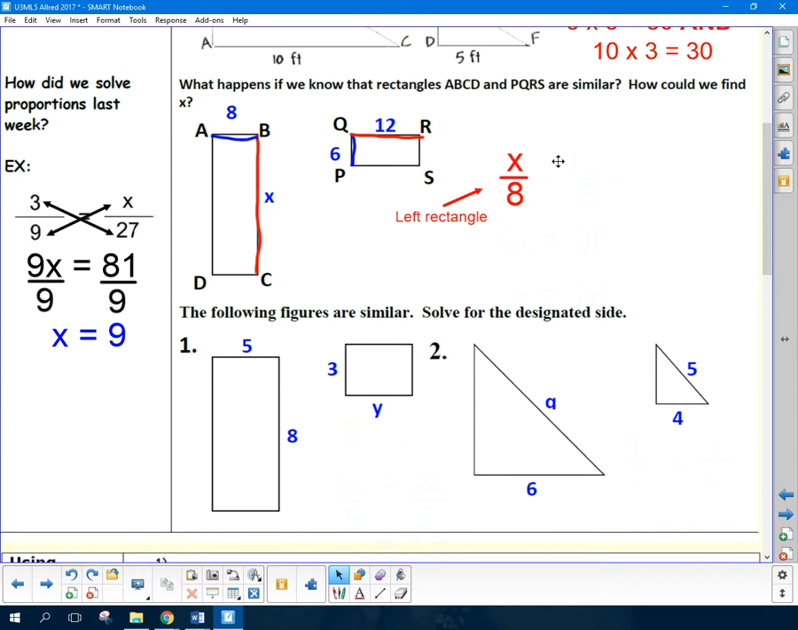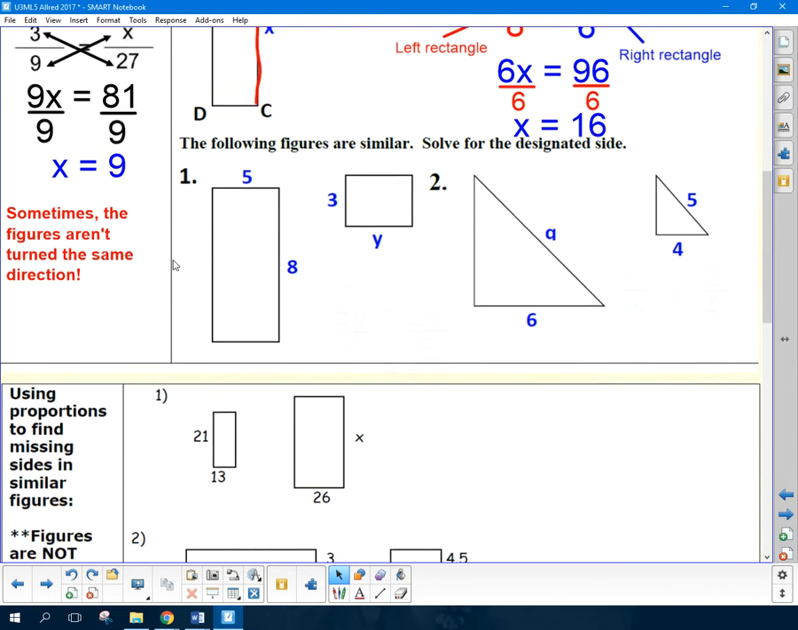So we said x was corresponding to 12. So I'm going to write x and 12 on the same level of my proportion. And we said 8 was corresponding to 6. So we write 8 and 6 on the same level of our proportion. I've shown the corresponding sides on the same level. Then I can take 6 multiplied by x, that's 6x, and 8 times 12 is 96. If I divide by 6, I get 16 for that one. So that's pretty lovely.